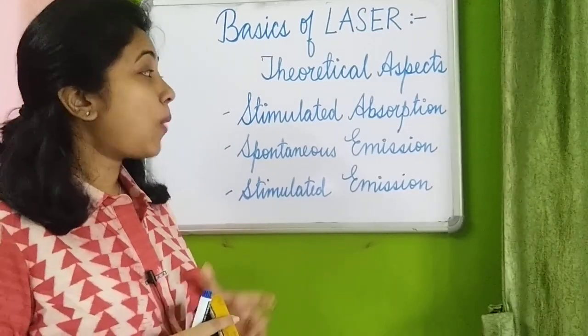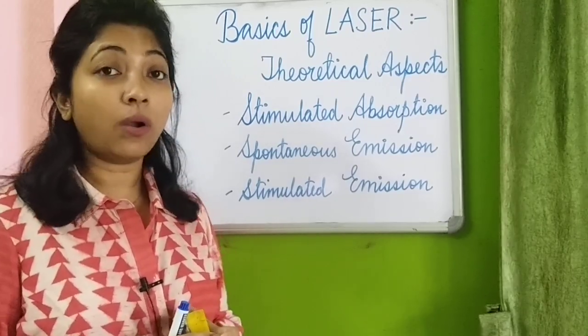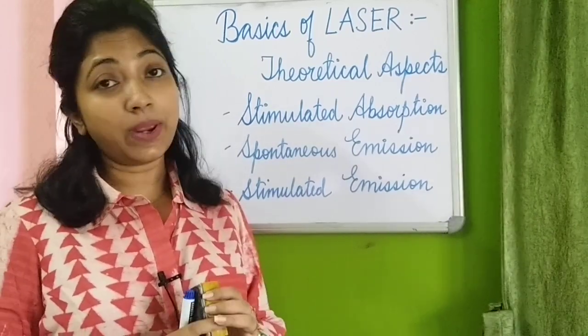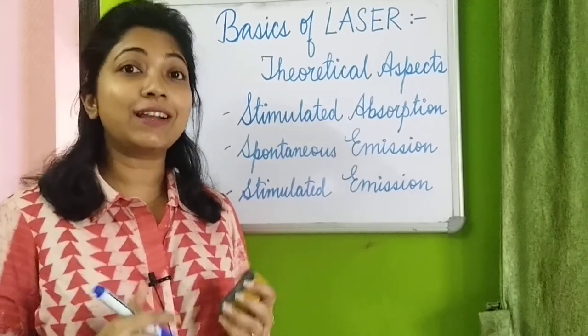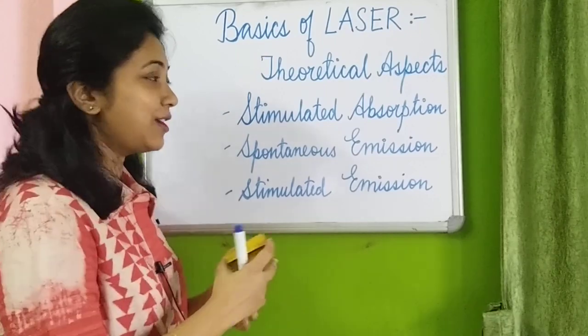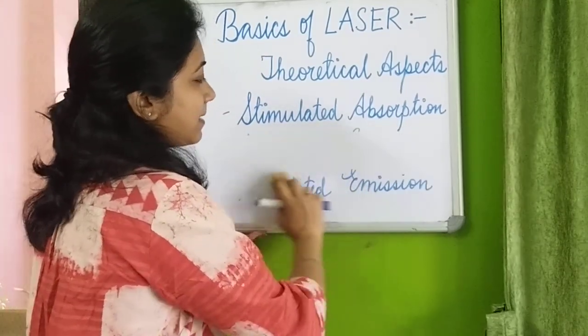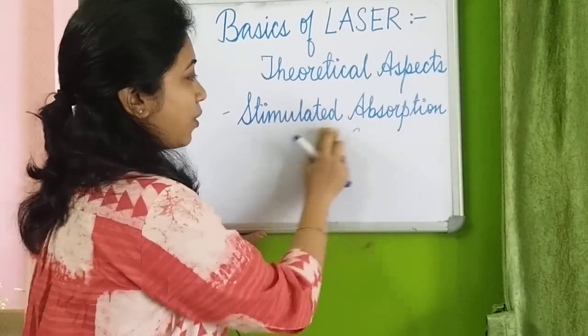Alright? And while we are discussing these 3 points, I would also be telling you about something called population inversion, which is very, very important, and also we will come across the Einstein's A B coefficients. Okay? So let us jump into our discussion. So first we will begin by discussing stimulated absorption.